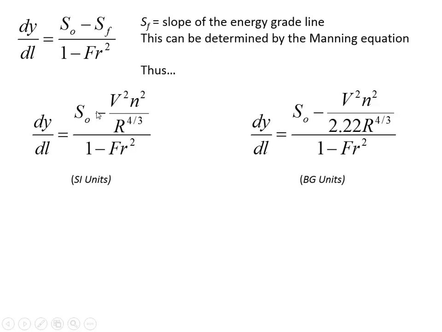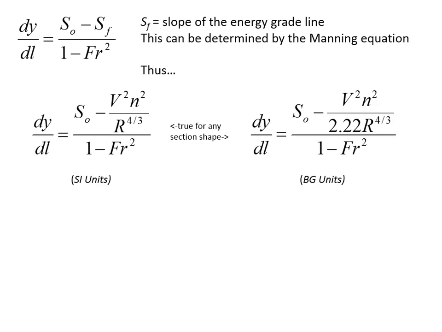If you substitute Manning's equation into this governing equation, called the process equation, then here is dy dl in terms of SI and in terms of BG. The difference between them is that in BG units, Manning's equation is actually Q equals 1.486 divided by n, A divided by P to the 2/3 power, slope to the 1/2 power. This correction factor is for units in the case of BG units. But in SI, that correction factor isn't there.